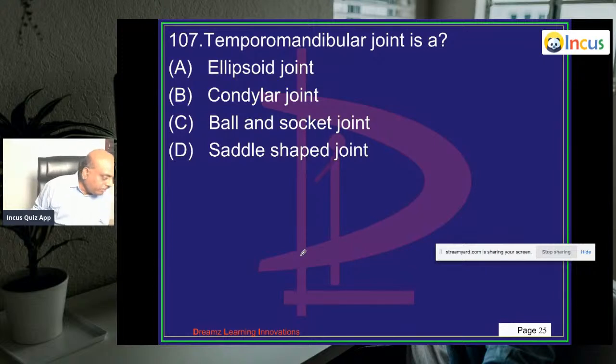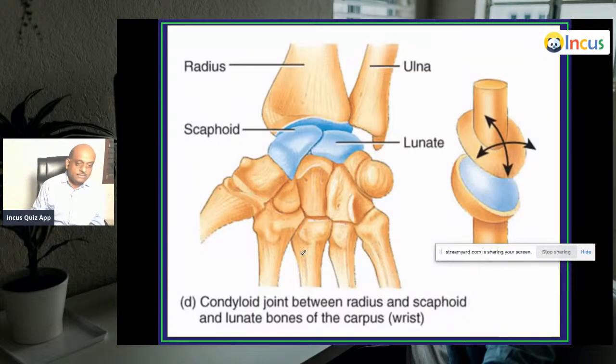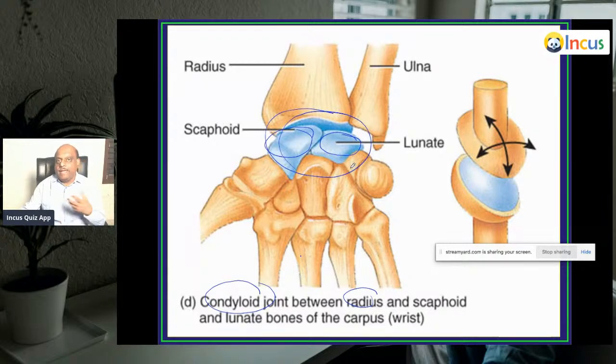Very good. Question number 107. Nursi Bajia is betting on condylar joint. Absolutely. Wonderful. So, doctor, the condyloid joint is between the radius, scaphoid, and the lunate. Between these bones is the condyloid joint, which will permit multi-axial movement, is what you need to remember.